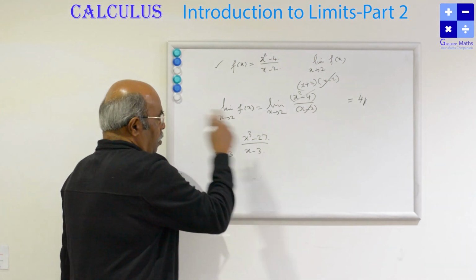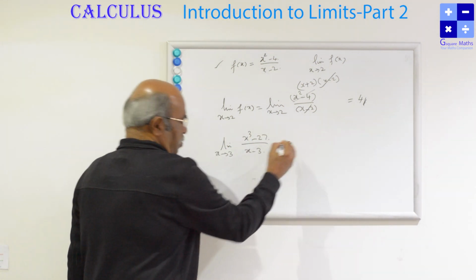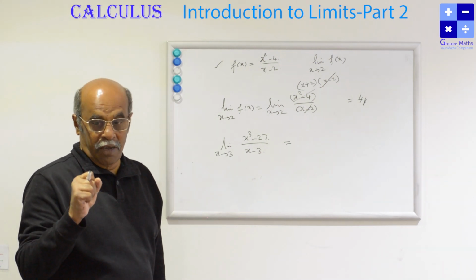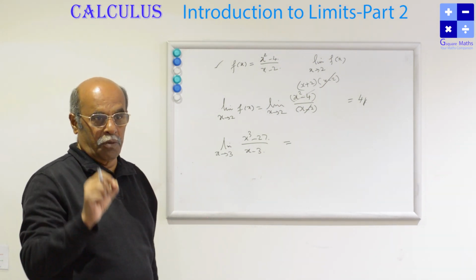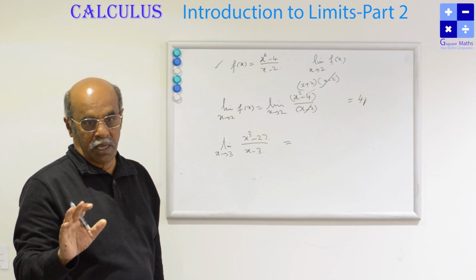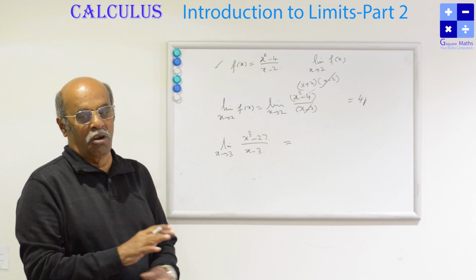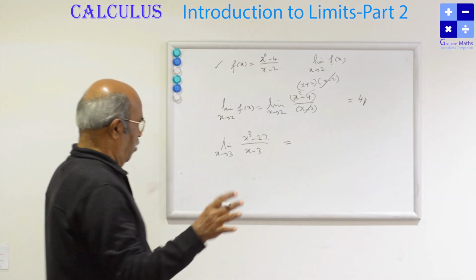So we have to factorize this. First, factorize this. If at all there are any common factors in the numerator and denominator, cancel it out. If no common factors are there, then the limit is not defined. I will come back to this.